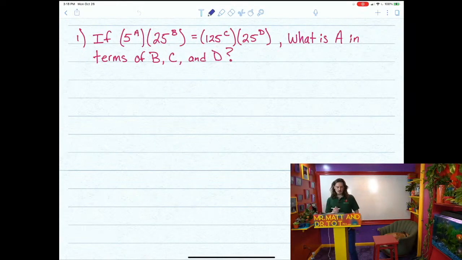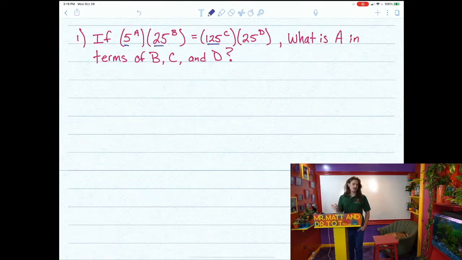Okay, so first of all, let me just start you off. When we are looking at these bases, we have 5, 25, 125, and then again 25. So all the bases are not common. They're not the same number. That means we can't use any of the rules of exponents as the problem is written. So we want to rewrite these bases so that they're common.